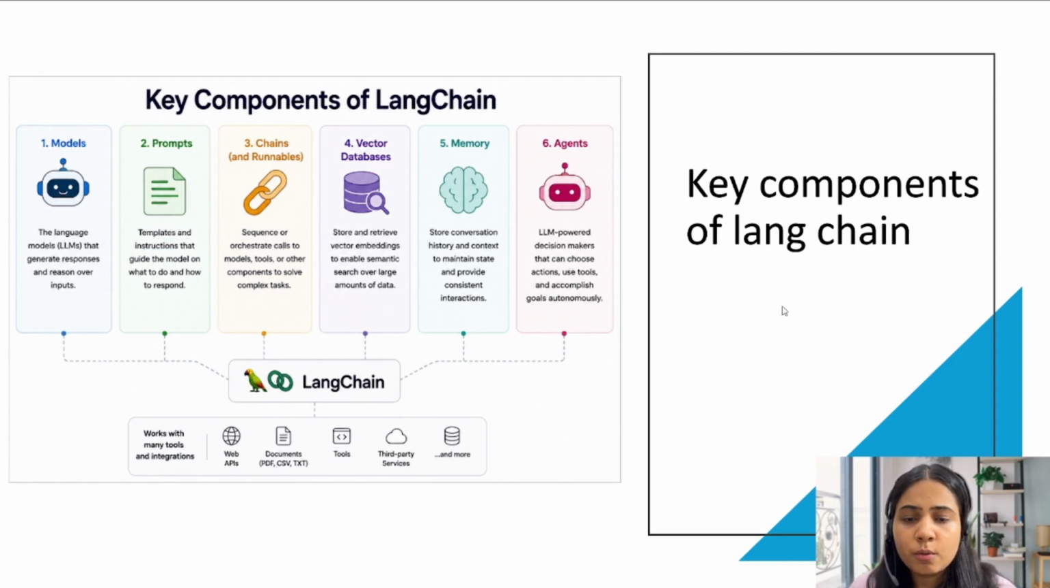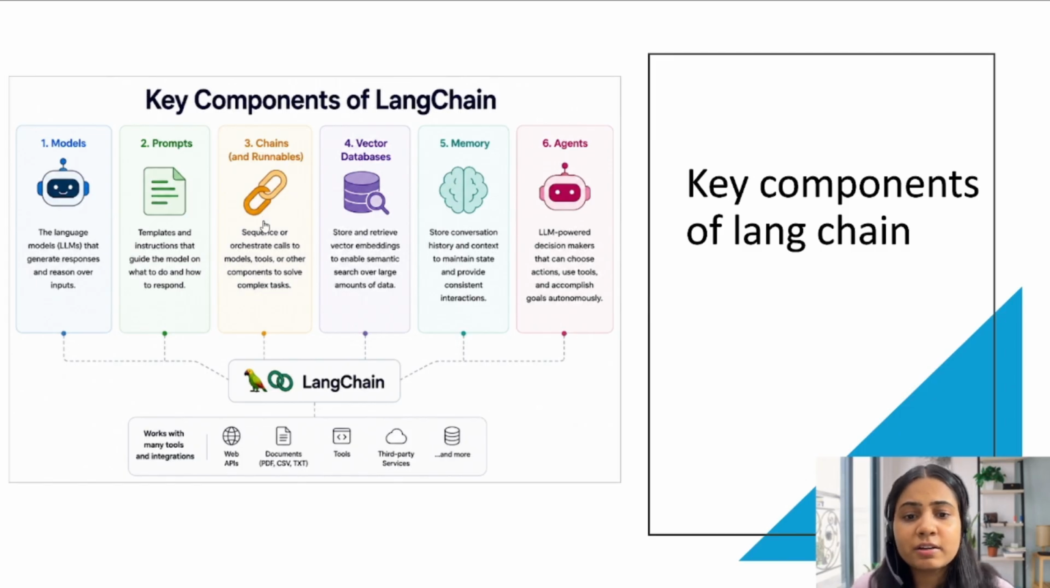So, key components of LangChain. Now that we understand what LangChain is and why we need it, the next question is how does LangChain actually work internally? The answer lies in the key components or core components of LangChain. Each component in LangChain has specific responsibilities. As we have models, prompts, and chains, they have different responsibilities.